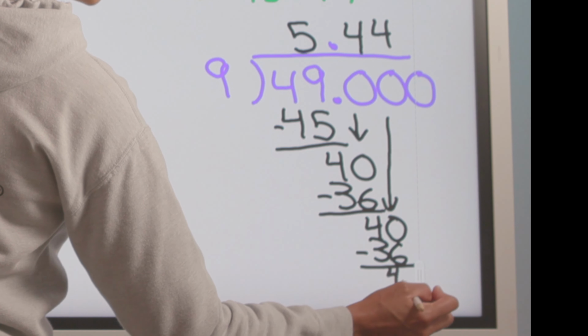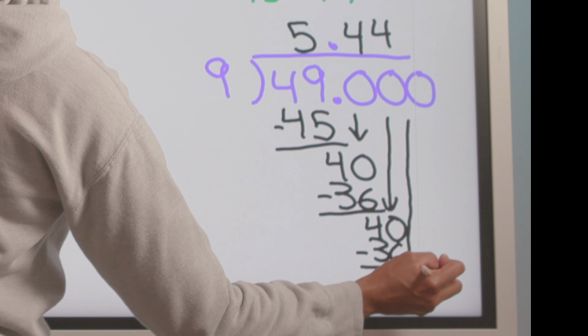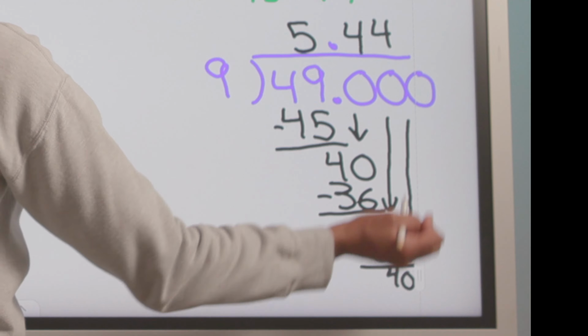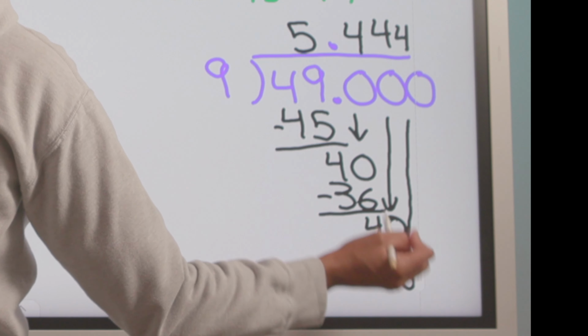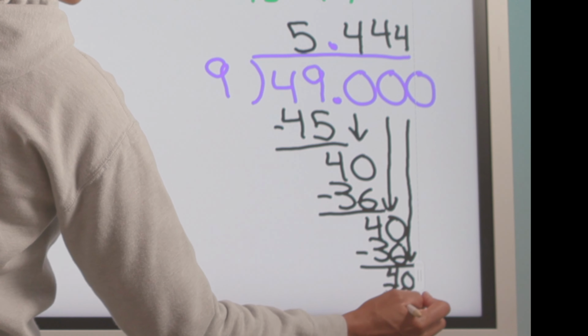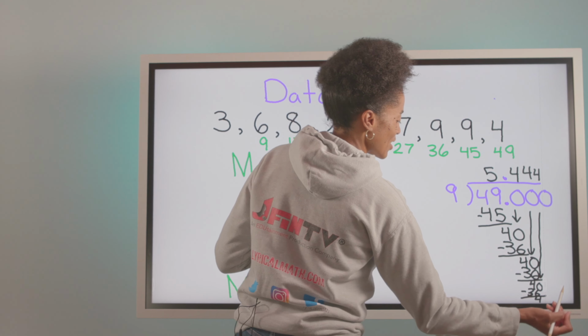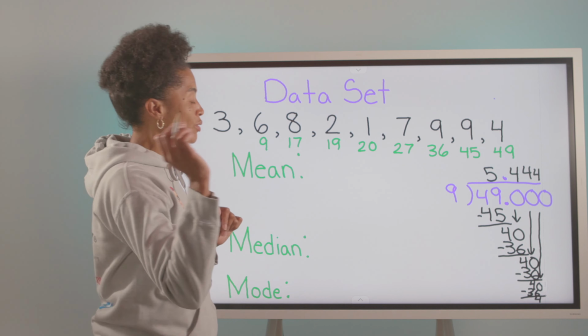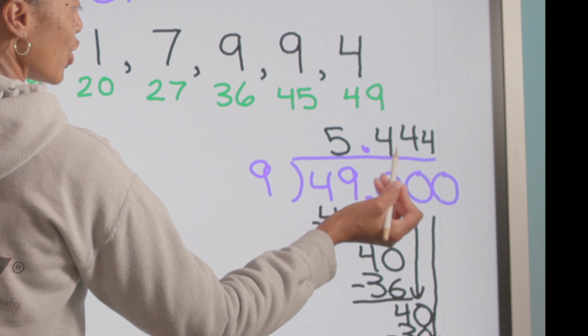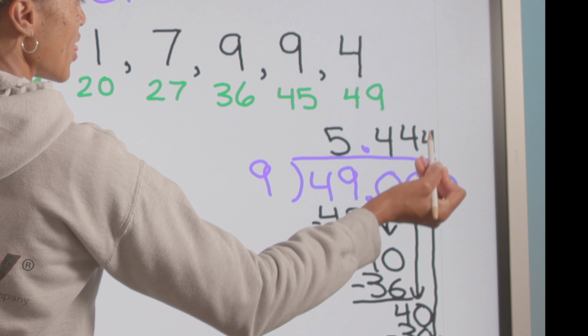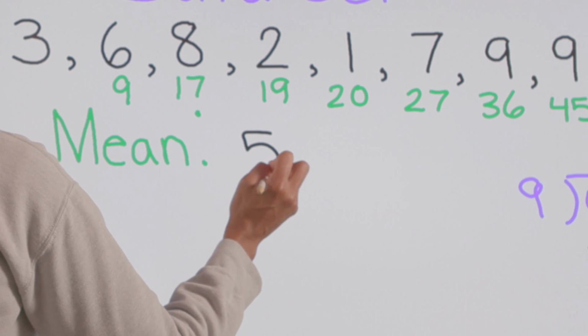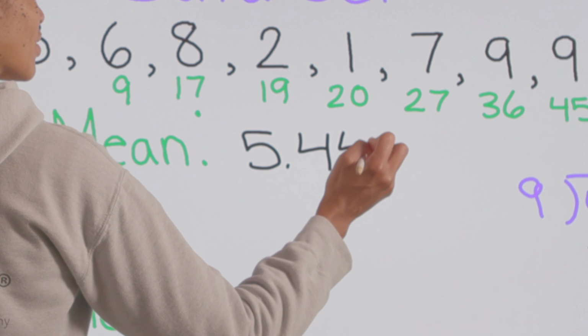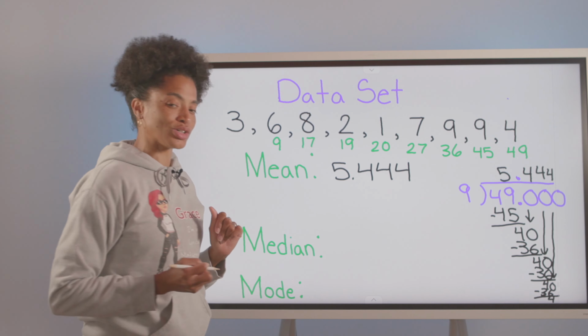It should be 40 when we bring down this 0. Divide, put the number on the top, multiply, put the number on the bottom, subtract, and nothing left to bring down. We have our mean. We will read this as 5 and 444 thousandths. I'm writing that down. Let's go on to our median.